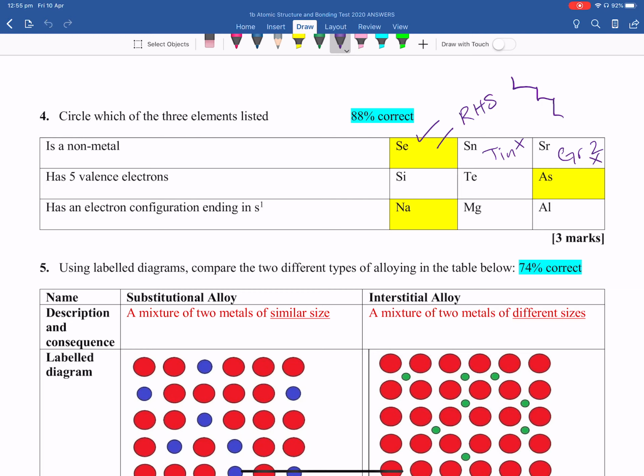Which one has 5 valence electrons? So silicon has 4 because it's in group 14. Tellurium has 6 because it's in group 16, but astatine is in group 15, so it has 5. Which one ends in s1? If it ends in s1, then we're thinking it has to be a group 1 element. So sodium is, this is a group 2 element, aluminium is a group 13 element. So we're not going to have either one of those there.